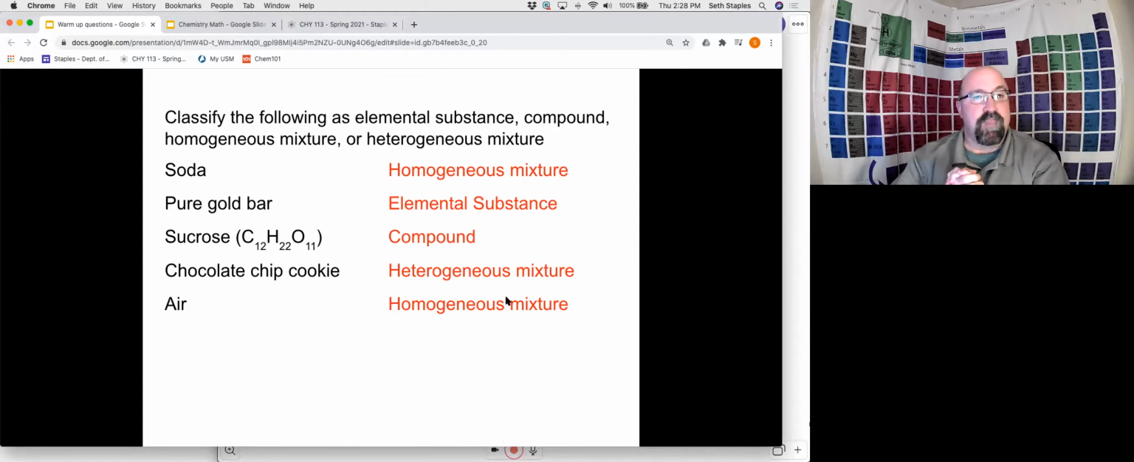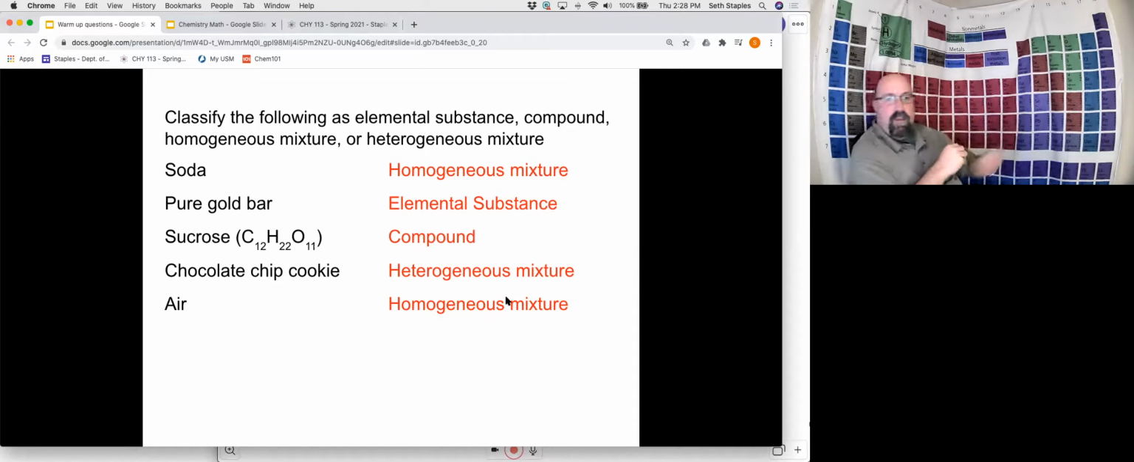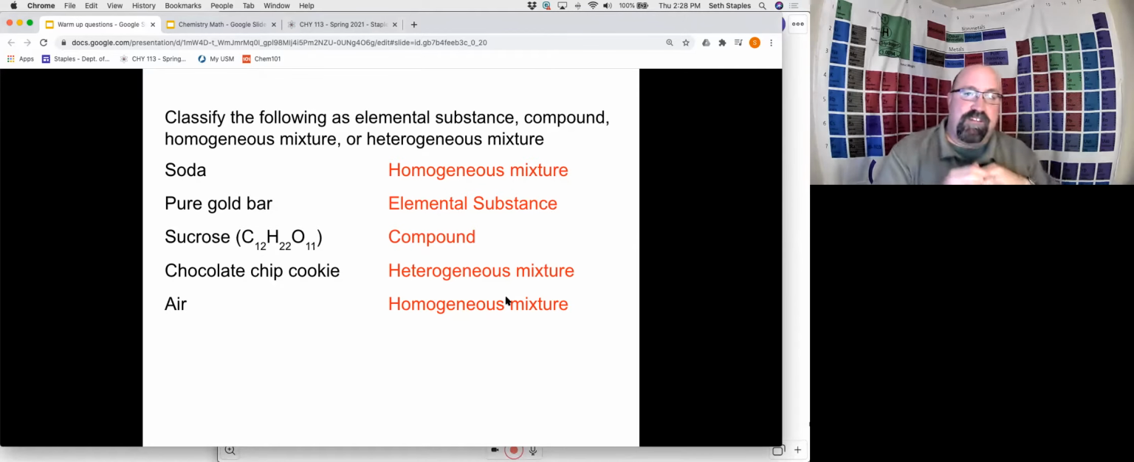A pure gold bar, that's right in the name, pure gold. Only thing in there is gold, and so we only have gold atoms. Gold is one of our elements in the periodic table. See that right here. Elemental symbol Au, and so that's just an elemental substance. No other types of atoms in there. Sucrose, common table sugar. The big hint here is that you're given a chemical formula for it. So this would be a compound. Compounds are made up of more than one type of atom, and they have distinct chemical formulas.